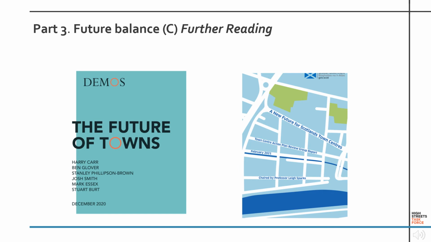The final section of Part 3 looks at the following two recommended pieces of further reading. Firstly, The Future of Towns, prepared by Demos and published in December 2020, and A New Future for Scottish Town Centres, prepared by the Town Centre Action Review Group and published in February 2021. The aim is to consolidate your understanding of the principles of town planning in relation to the future of our towns and high streets, and perhaps encourage you to read and explore further literature.